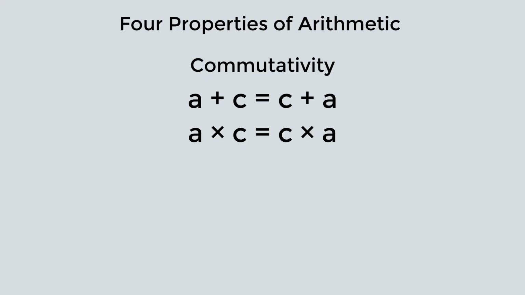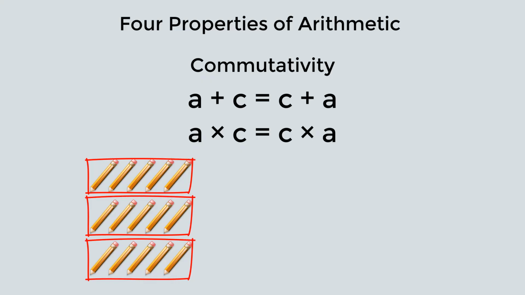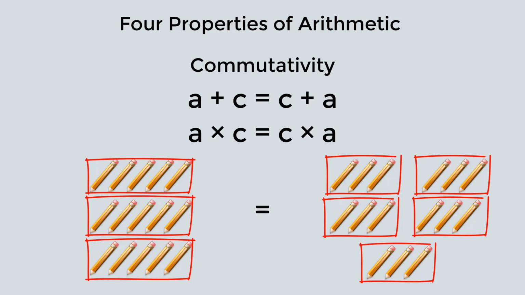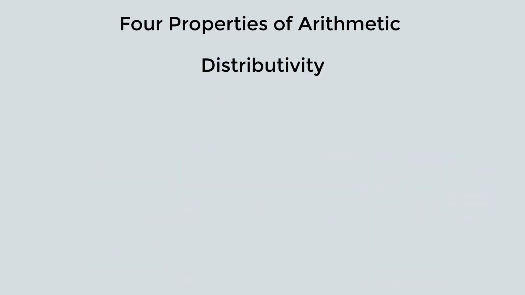This really means that quantities do not depend on the order in which we name them. 3 groups of 5 objects gives the same total as 5 groups of 3 objects. The structure of the calculation changes, but the quantity represented by them stays the same.